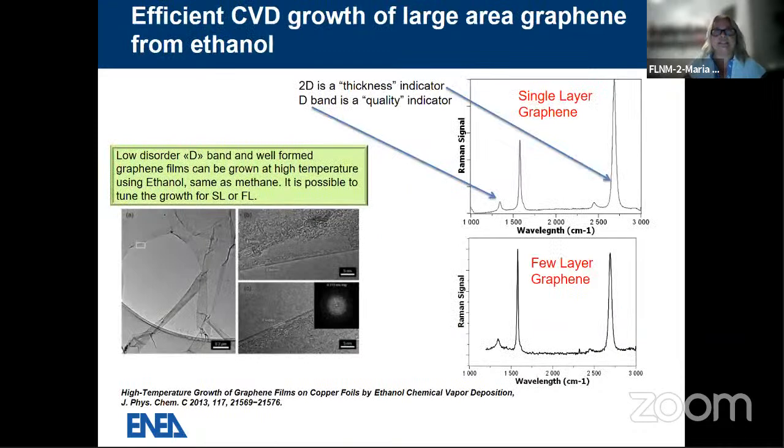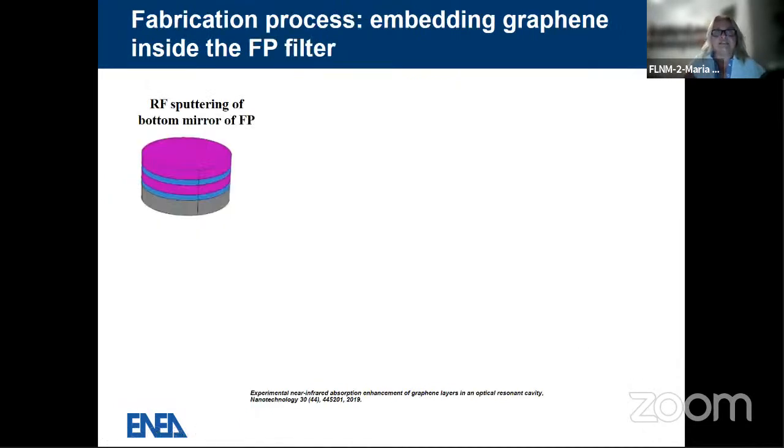This is the graphene growth. These are 2 Raman spectra of our graphene that we grow by CVD on large area from ethanol. And as we can see, our graphene is quite good, having a very low defective band. And this is the fabrication process that we use for embedding graphene inside the filter.